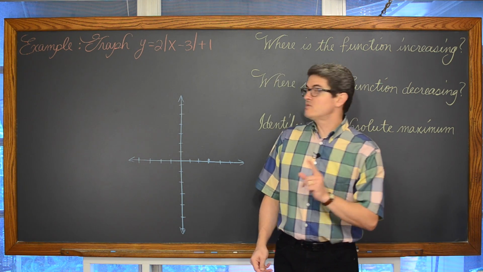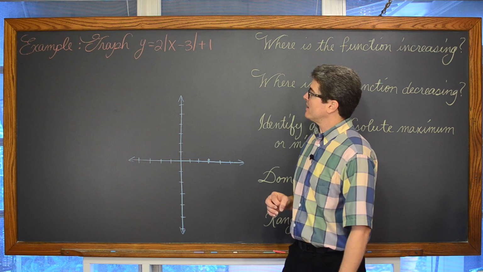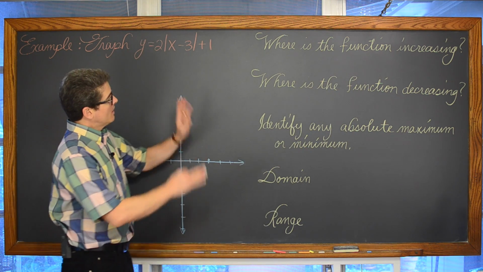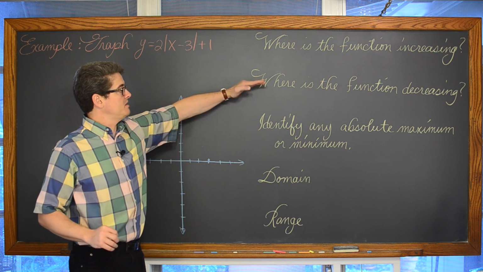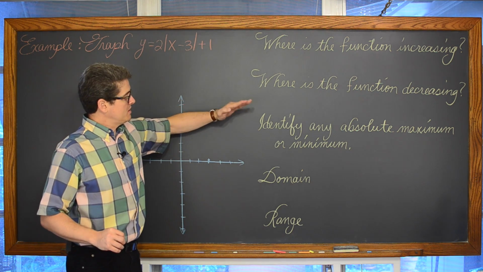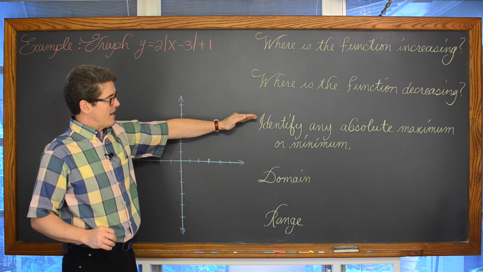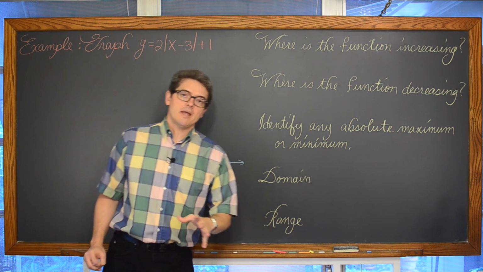Alrighty, we are going to graph with a t-table. Y is equal to 2 times the absolute value of x minus 3 plus 1. And once that graph is up here, we are going to be looking for intervals where the function is increasing, where that function is decreasing. We're going to be looking for any absolute maximum or minimums if they exist in the graph, and then identifying domain and range.